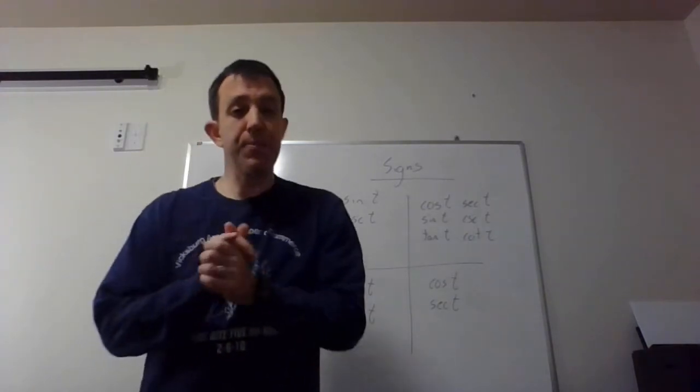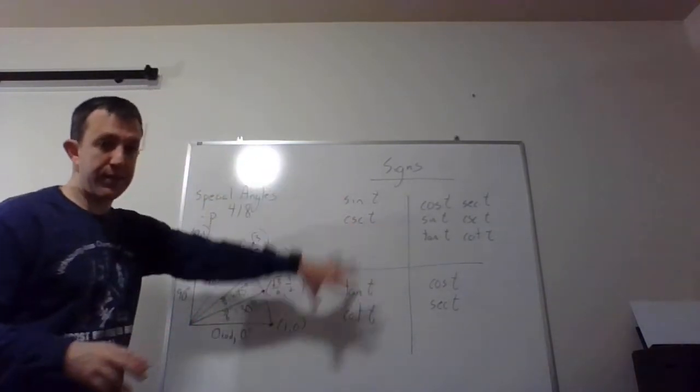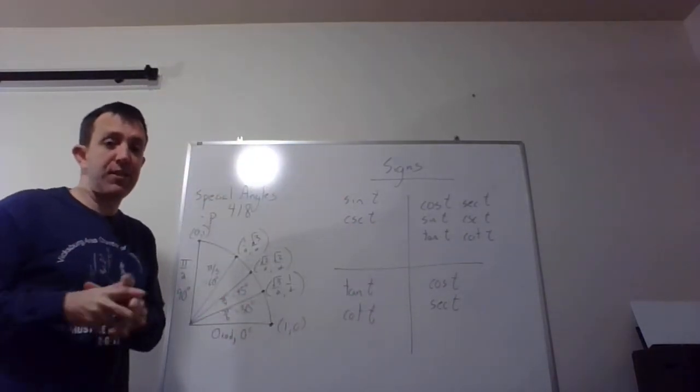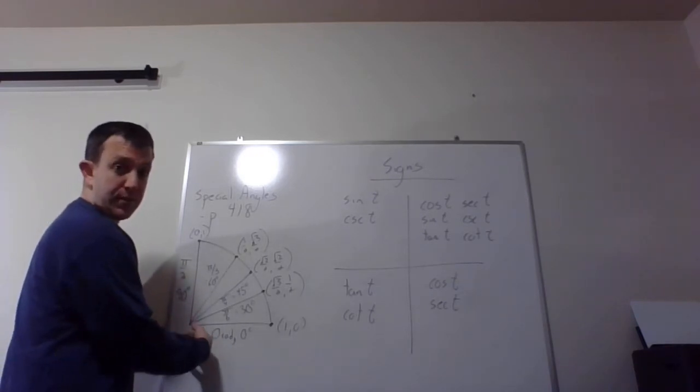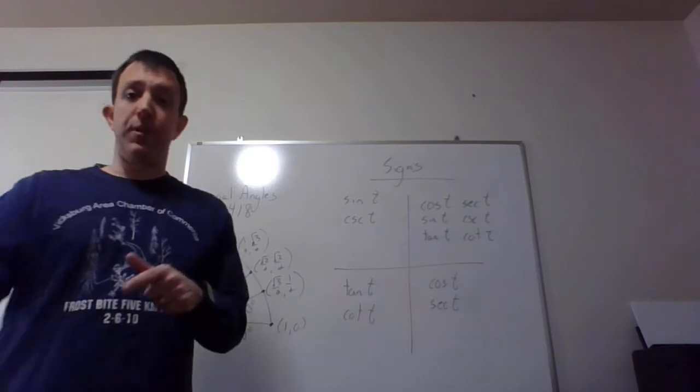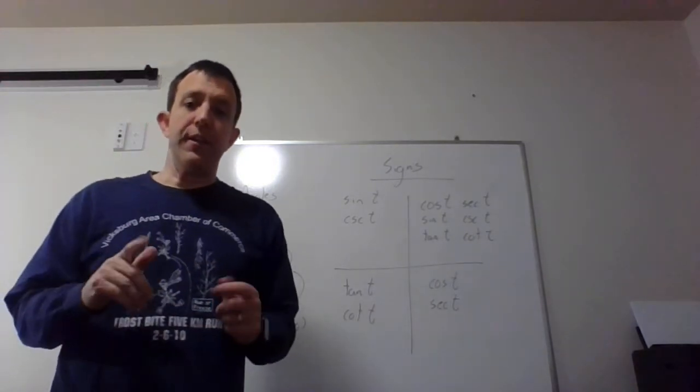So that's something we're going to use, because we're going to take all of this and put it together in just a second to be able to find a lot more values. So we have these nice ones that you're supposed to know, and then we're going to take it and extend it all the way around the circle. And that's what's coming next.